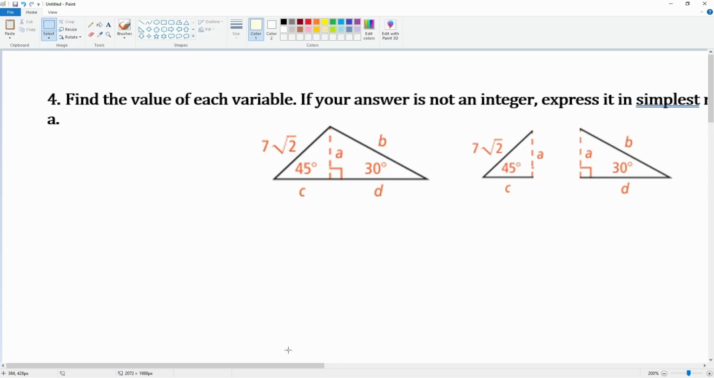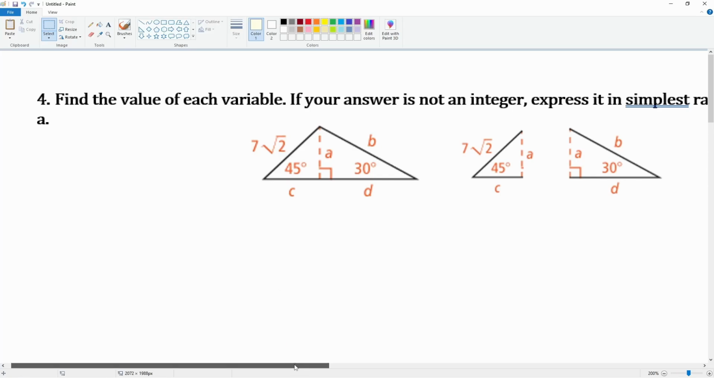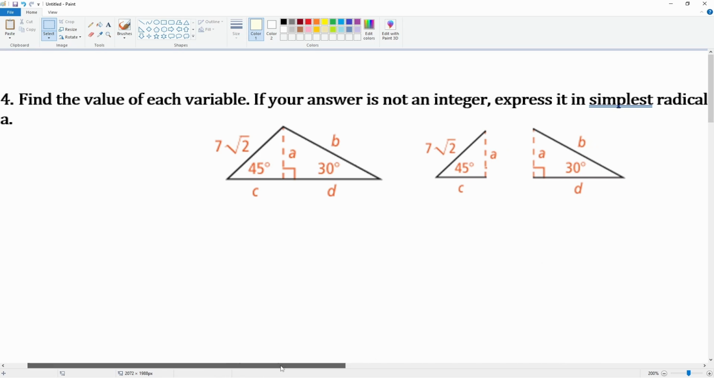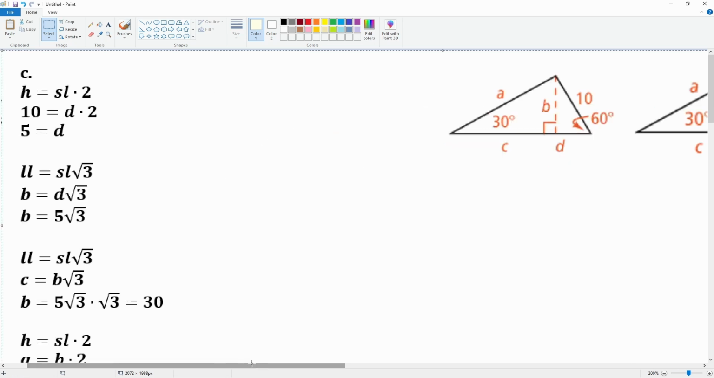All right, number 4, you're finding the values of the triangle. Notice this composite image is actually broken up into 2 parts. I drew it here on the right hand side. The first one is a 45, 45, 90, and the other one is a 30, 60, 90. From here you can use your equations, right?